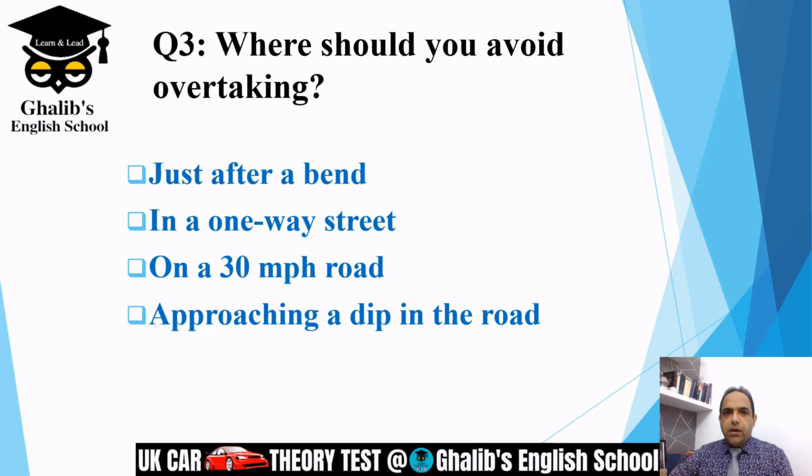Question number 3. Where should you avoid overtaking? In simple words, where you shouldn't overtake. Just after a bend, in a one-way street, on a 30 miles road, or approaching a dip in the road. The correct option is approaching a dip in the road. If you are approaching a dip, you shouldn't overtake because you may lose your control and you can put yourself and others at risk.